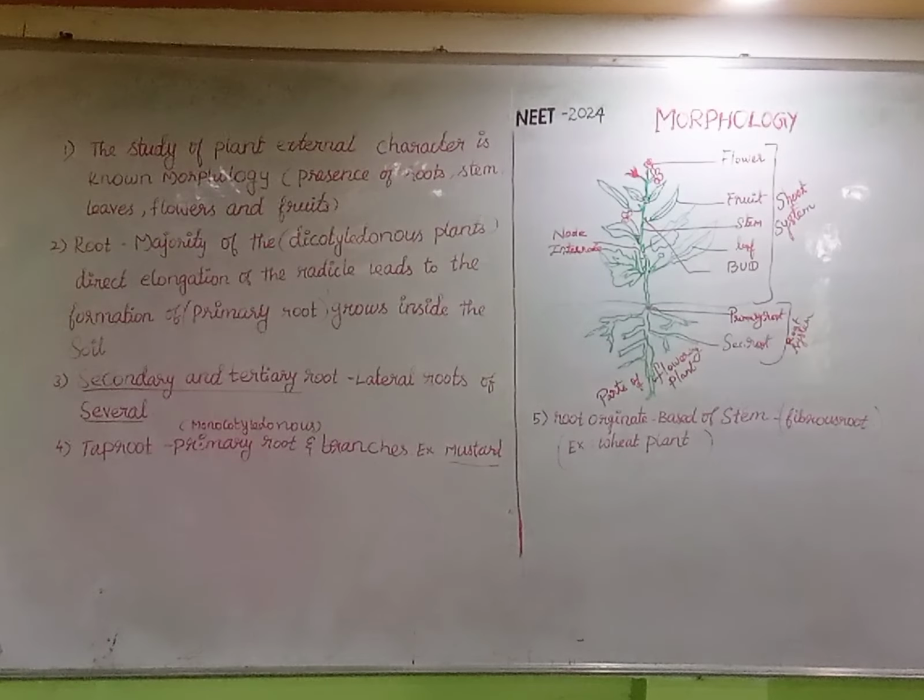Then the root, which is present in the majority of plants. Mainly, the root system in a dicotyledon plant arises from the direct elongation of the radicle. This leads to the formation of the primary root, which grows inside the soil.